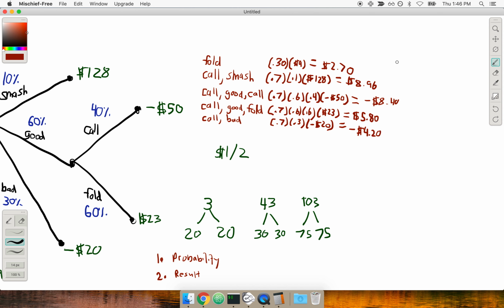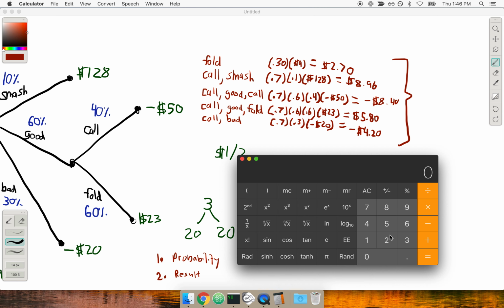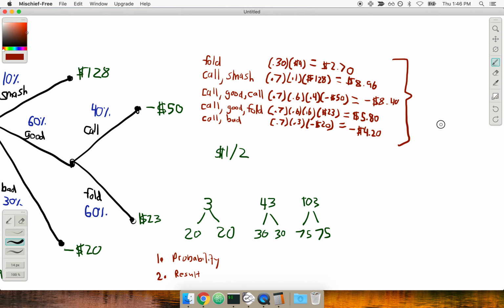Okay, so finally, now all we have to do is add all of this up. So we have 2.7 plus 8.96 minus 8.4 plus 5.8 minus 4.2. So finally, we get our expected value of $4.86.